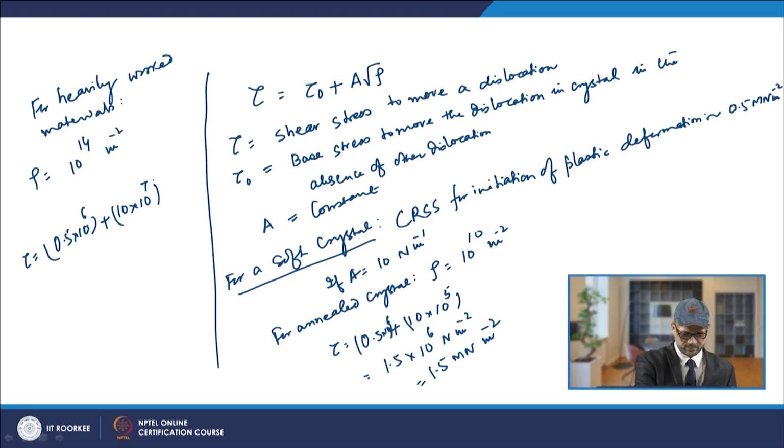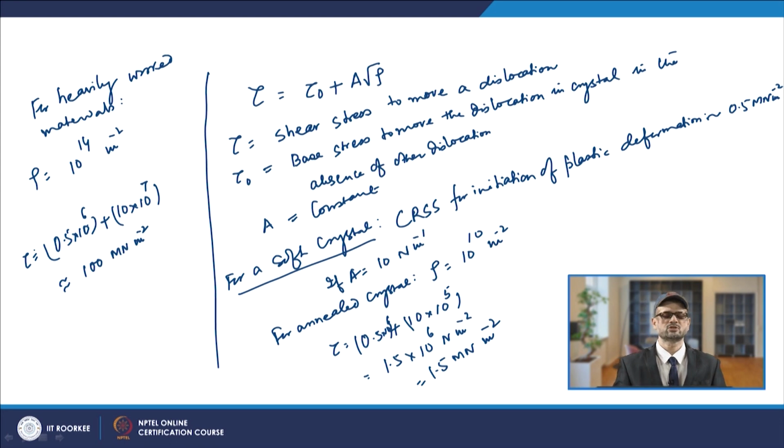So, it will be 100 plus 0.5. So, it is close to 100 mega Newton per meter square. So, this way what we see is that the shear stress required to move the dislocation will be changing quite high when the dislocation density changes, and that indicates the increase in the strength of the material.